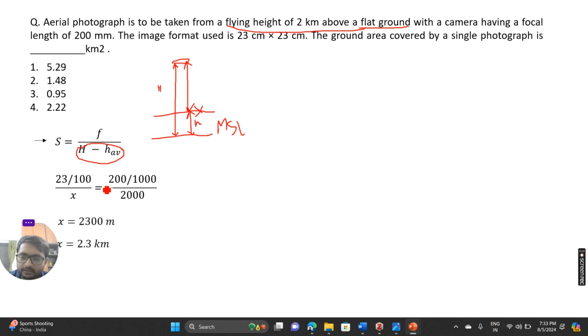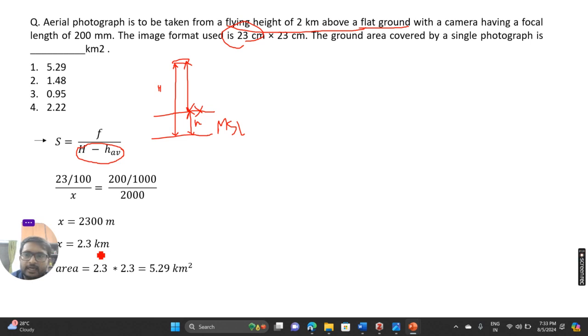Yeah, exactly. So scale is equal to, we have height 23 centimeter on image. So 23 by 100 divided by x, and your scale will become 200 by 1000 divided by 2000. So we will get x as 2300 meter or 2.3 kilometer. And if we want to find out the area, we will multiply 2.3 into 2.3, which will become 5.29 kilometer square.